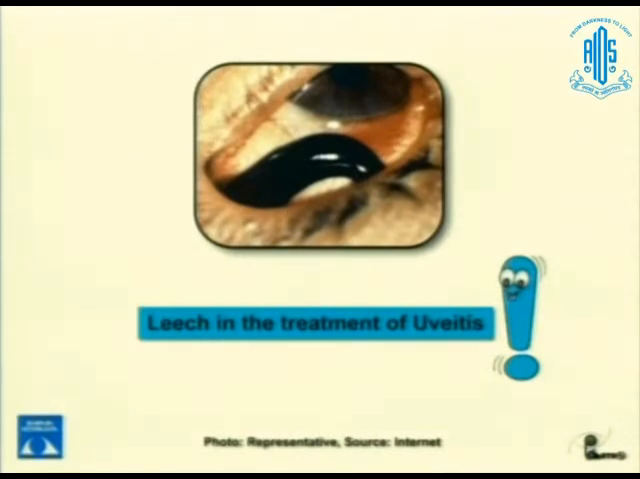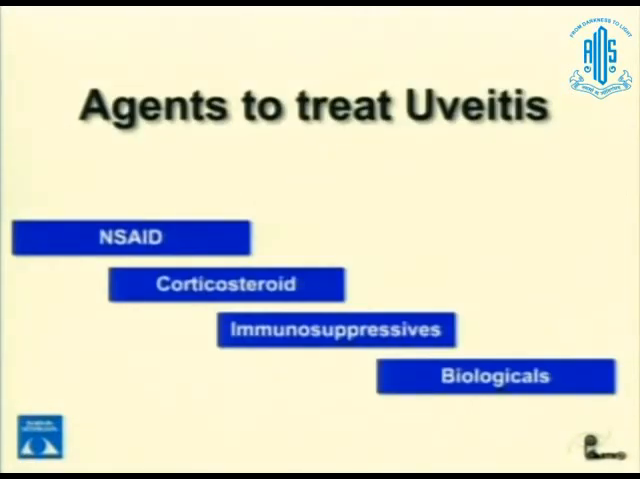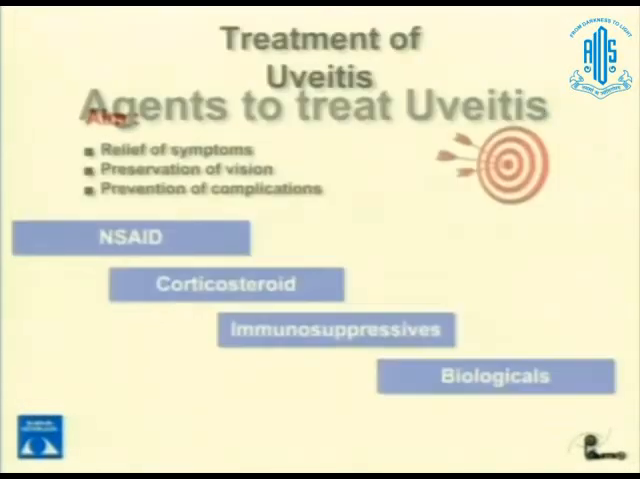Now what's going on here? A leech is used in the treatment of uveitis. So if you go to the history of uveitis, the treatment of hypopyon uveitis was described by Scarpa in 1805, where he treated this patient by bleeding her abundantly, applying leeches over both angles of her eyes. Luckily, we don't have to depend on these leeches. We have various agents like NSAID, corticosteroid, immunosuppressives, and biologicals.